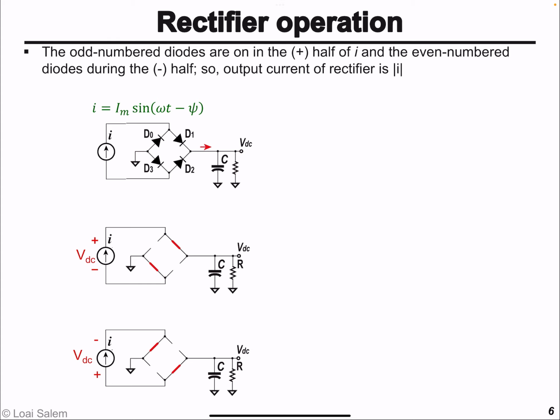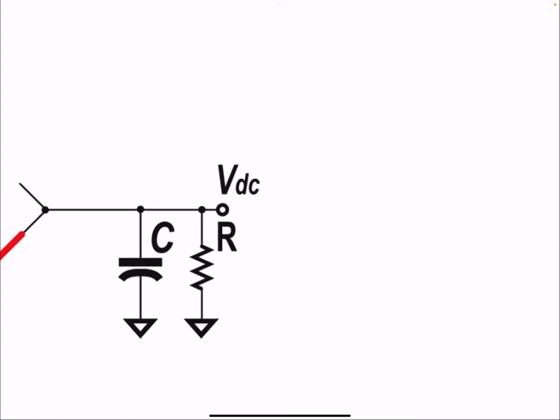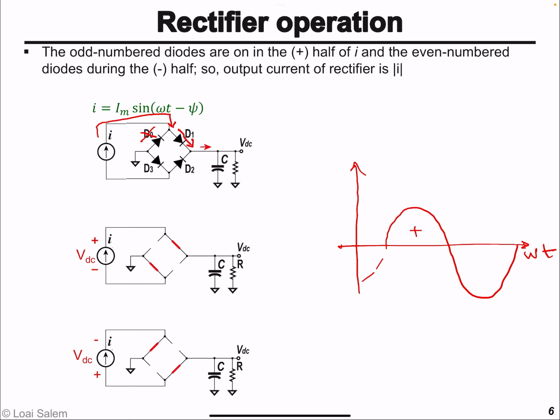Now, if we look at this current source and how the full bridge is going to operate, this current is sinusoidal. So we have a periodic sine here. During the positive half cycle, the current is positive, so the current will flow here. It can't go through D0, so it goes through D1 and reaches the load. Then via the ground it goes here, through this diode, and continues the flow in the circuit. So during the positive half cycle, D1 and D3 are on, as shown here.